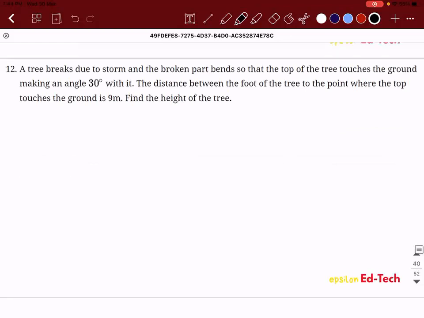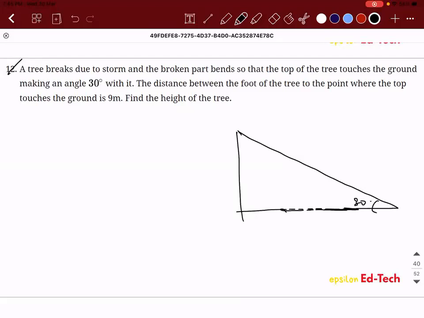So this is a problem from a previous test also, right? A tree breaks due to storm. So I think the answer is 8√3 and 8. A tree breaks due to storm and the broken part bends so that the top of the tree touches the ground and makes an angle of 30 degrees with it. The distance between the foot of the tree and the point where the top touches the ground is 9 meters. Find the height of the tree.